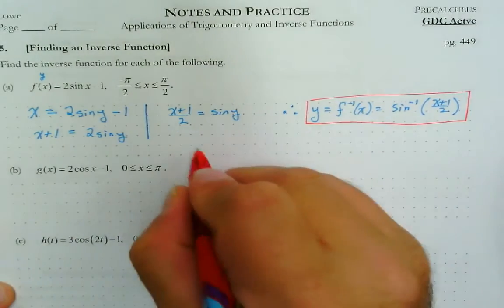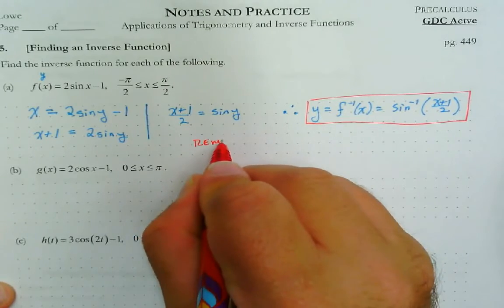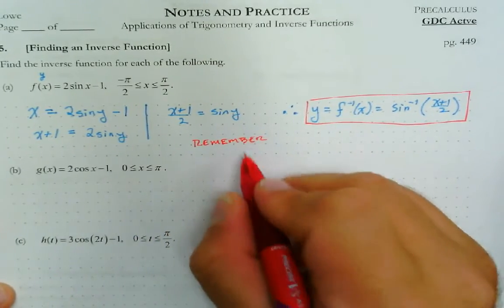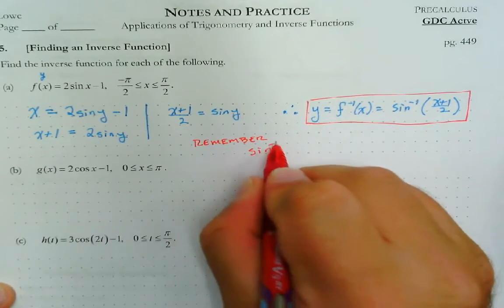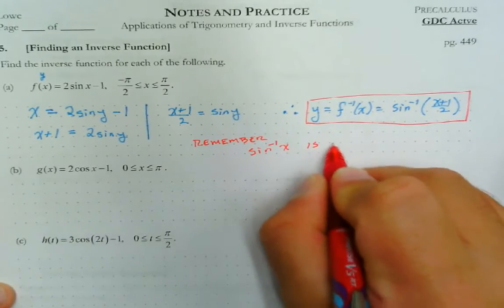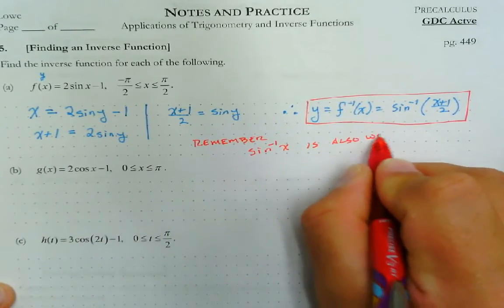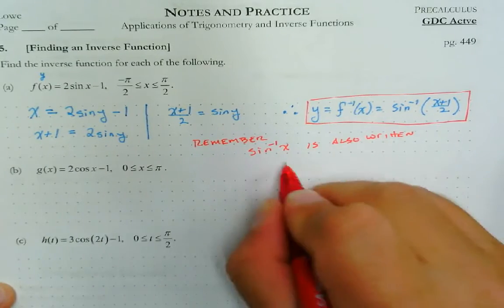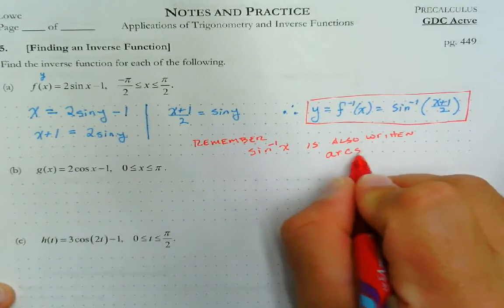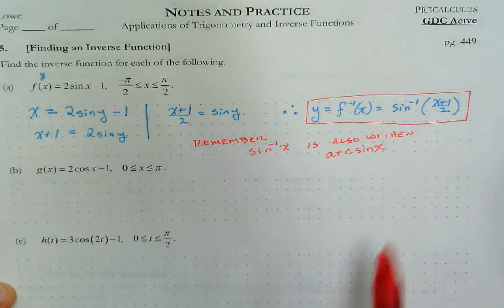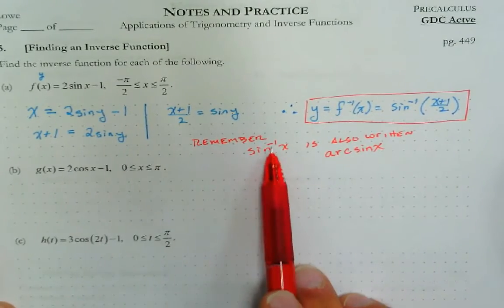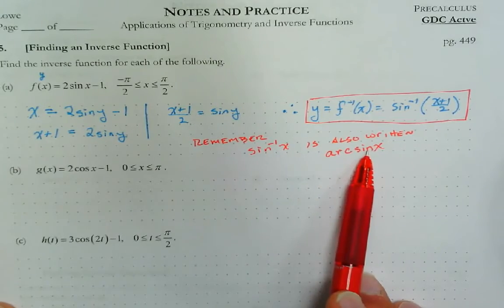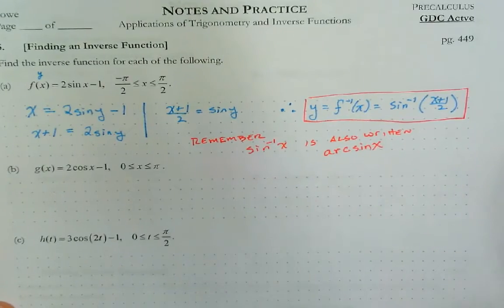Okay, and of course, remember that the inverse sine is also written as the arc sine. We can write it in this way with the superscript, and we can also write it in this way. Both of these refer to the inverse sine.